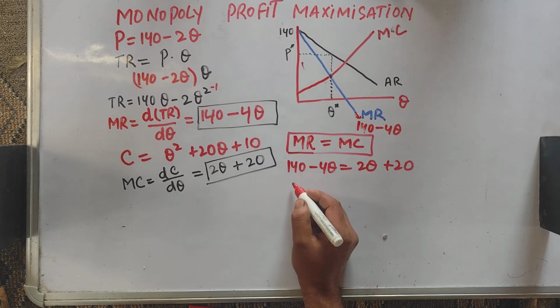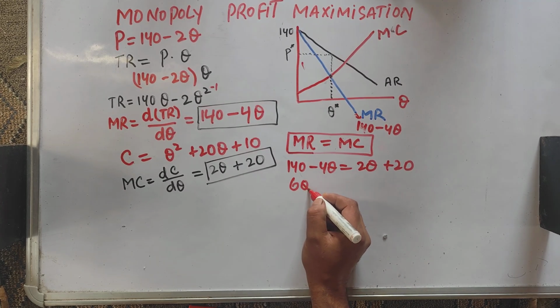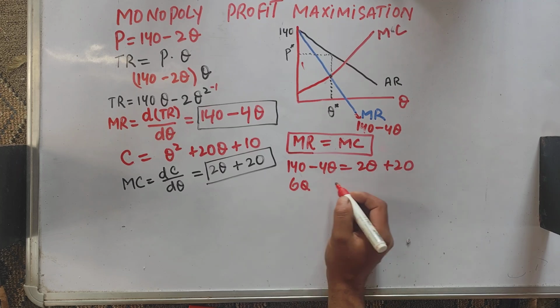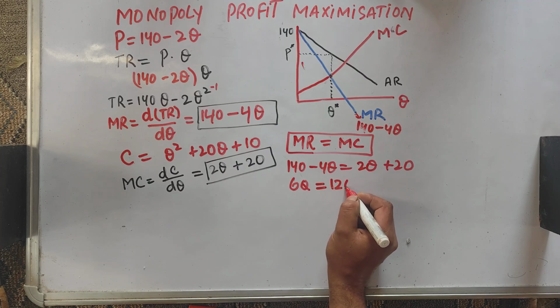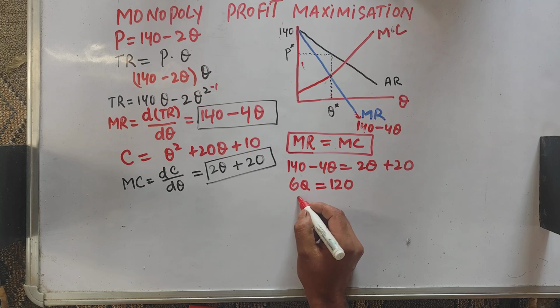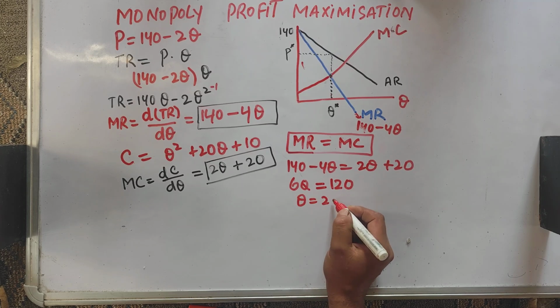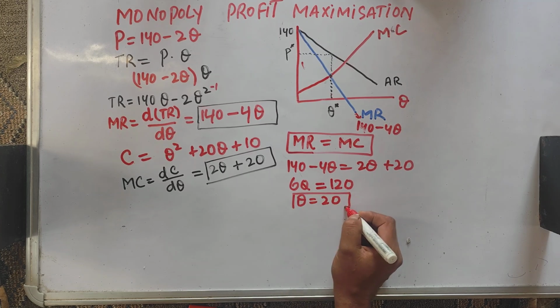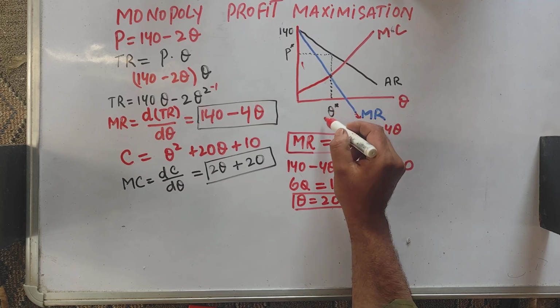So 4q plus 2q is 6q, and we have 140 minus 20, which is equal to 120. Dividing both sides by 6, we get q equal to 20, since 6 twos are 12, 6 zeros are 0. So the profit maximizing quantity will be 20 here.